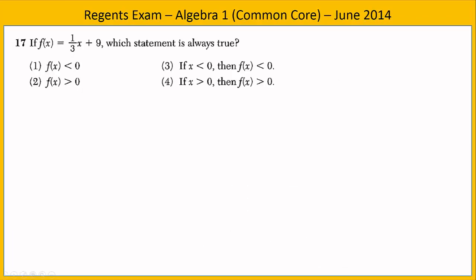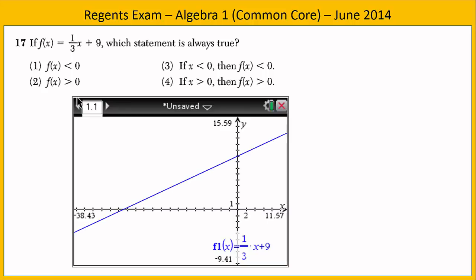In exercise 17, we're given a function, f of x equals 1/3 x plus 9, and asked which of these statements is always true. Let's begin by looking at a graph, and let's zoom out so that we can see a lot of the function, because that tells us a better story of what's going on. If we look at the graph, we see in choice 1, the claim is f of x is less than 0. f of x represents the outputs, the y values. Are the y values always negative?